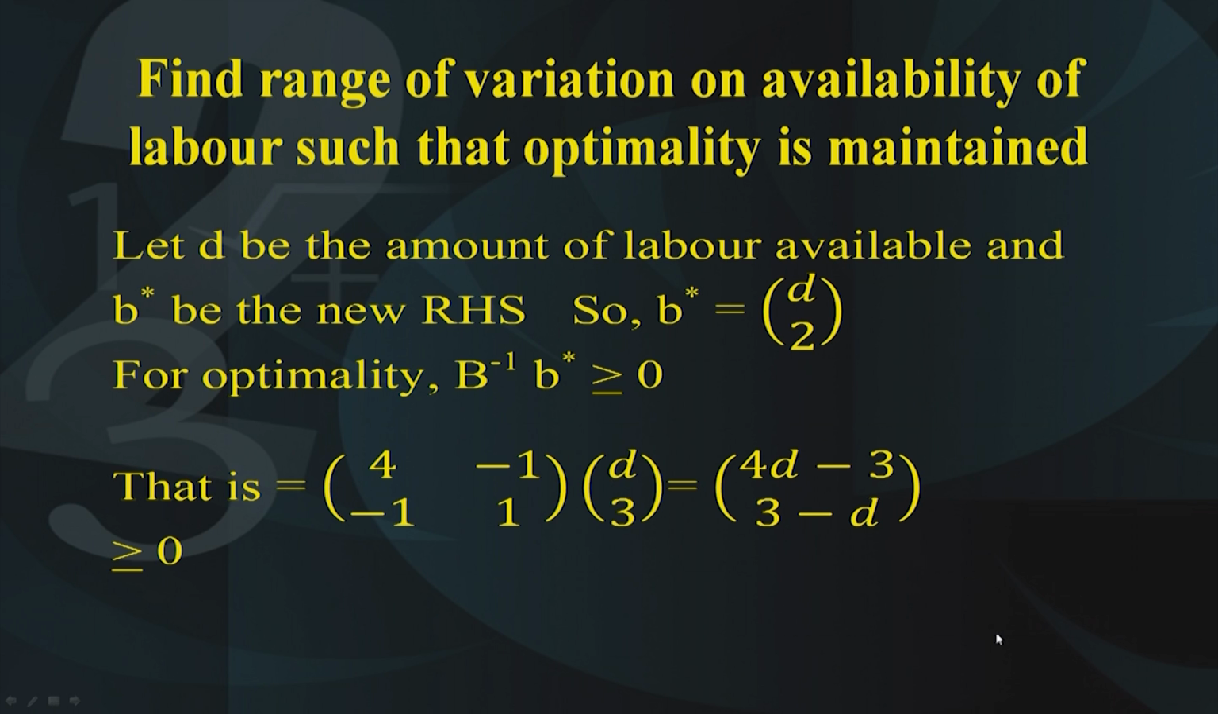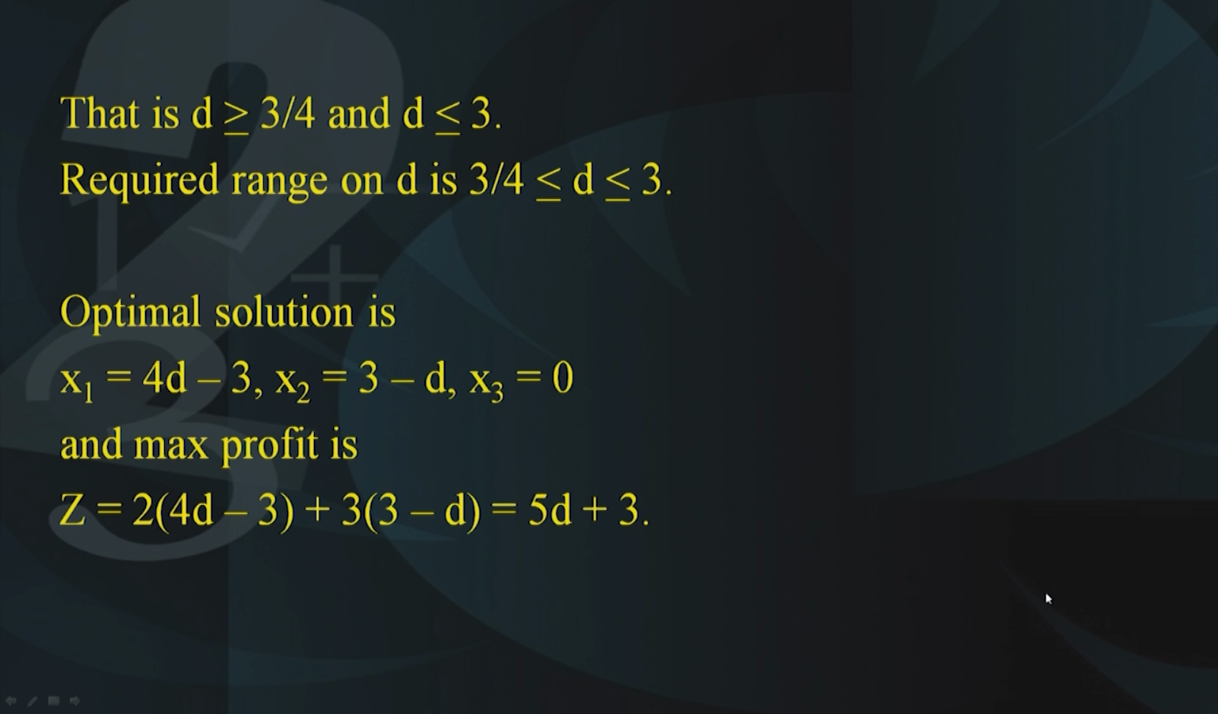Now, as you know, for optimality we have to make sure that B inverse B star is greater than or equal to 0. What does this mean? This means that B inverse, which is 4 minus 1, minus 1 1, multiplied by D 3, is equal to 4D minus 3 and 3 minus D. Now, this should be greater than or equal to 0. In order to make sure of that, D should be greater than or equal to 3 by 4 and D should be less than or equal to 3. Therefore, D should lie between 3 by 4 and 3.